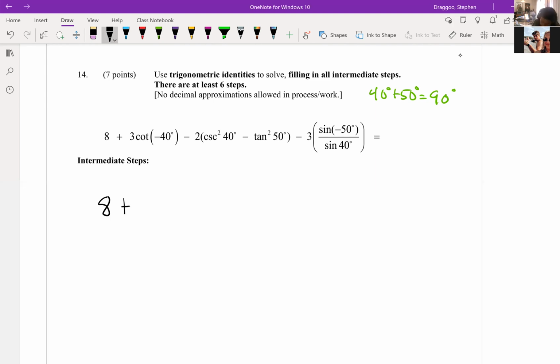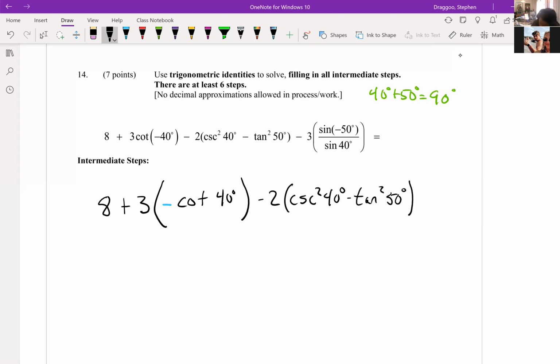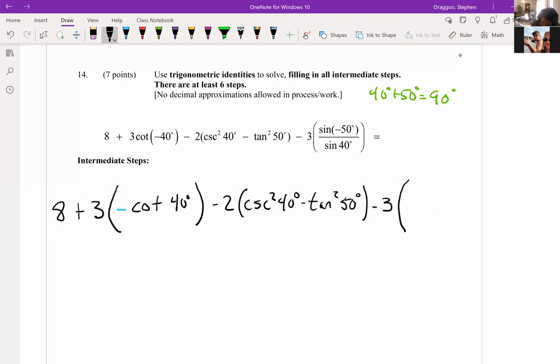8 plus 3 times negative cotangent of 40 degrees minus 2 times cosecant squared of 40 degrees minus tangent squared of 50 degrees minus 3 times, looks like I'll need to slide this over to the left a little bit, negative sine of 50 degrees divided by the sine of 40 degrees.